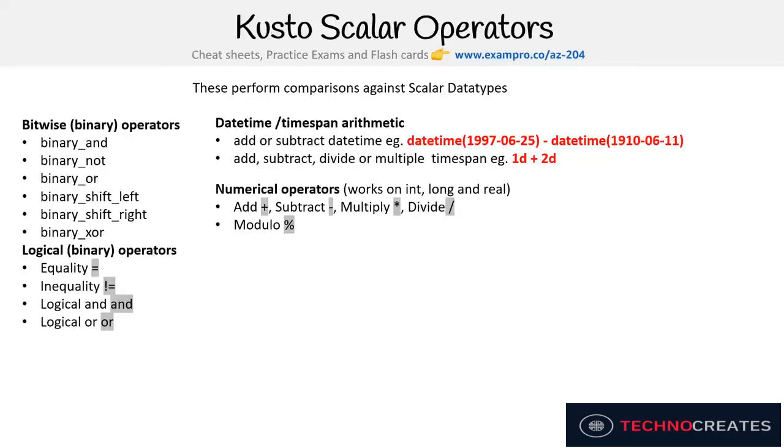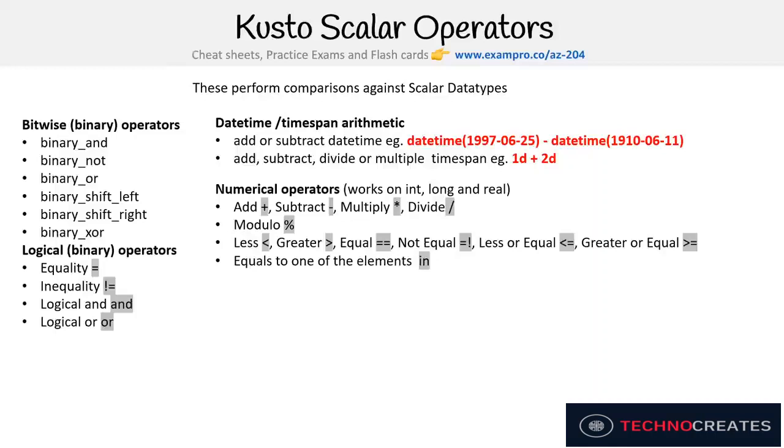You say modulo 17 by modulus 2. If it's not divisible by 2, like it doesn't perfectly resolve into 0, it will return either 0 or 1. Then you have less, greater, equal, not equal, less or equal than, greater or equal. So you got the idea there.